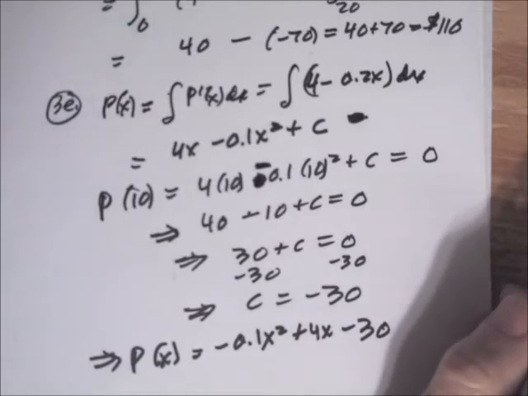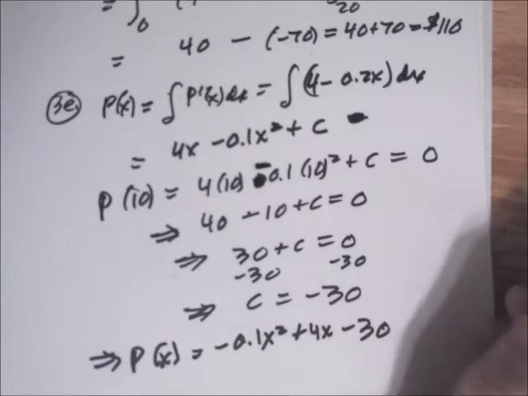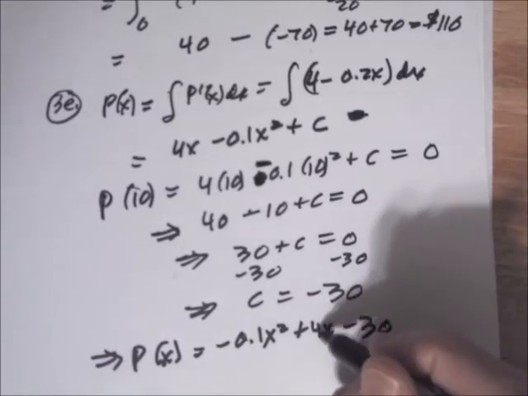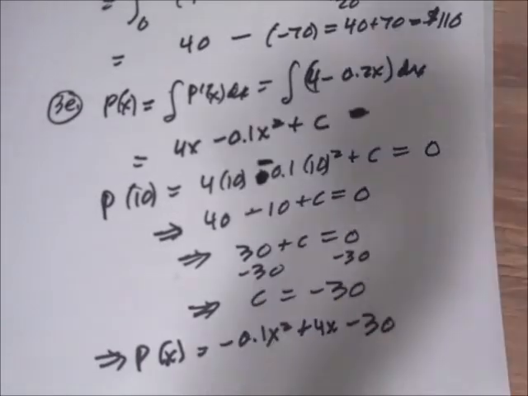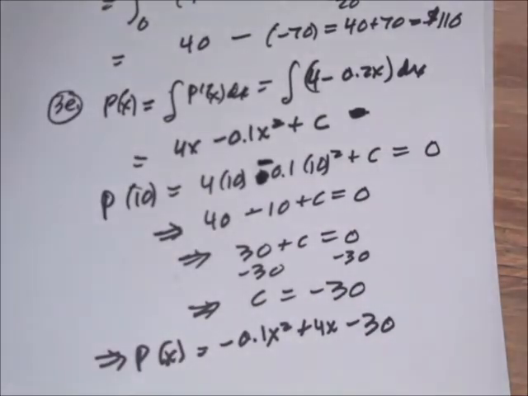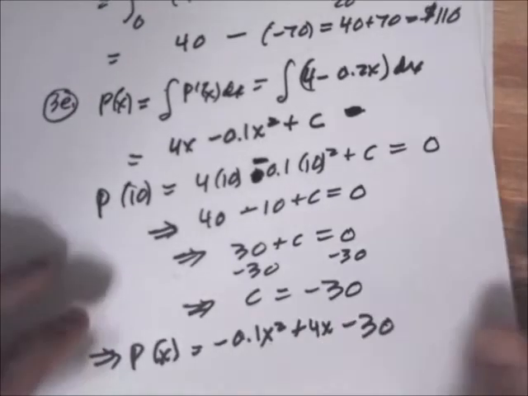It would be maybe the rent or the utilities, something that you have to pay regardless of whether you sell any paint or not. 4 is the marginal cost on each gallon of paint. This x squared term would represent a loss of efficiency if you're trying to produce more paint than your factory can handle, or maybe you have to pay overtime. Okay, so that's that problem.